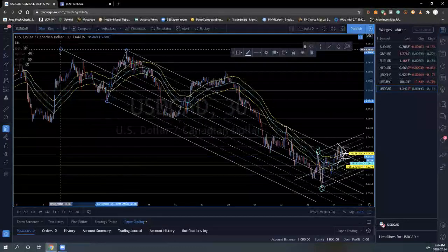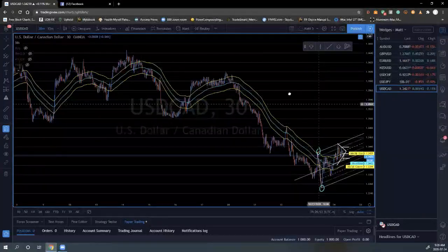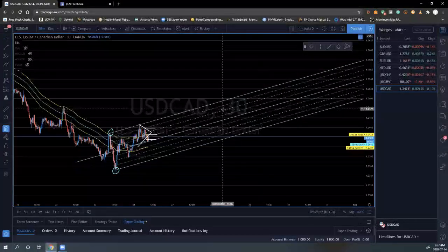Here's a question for you, Matt. Are the lines inside your fork basically Fibonacci values on a slant? Not so much.